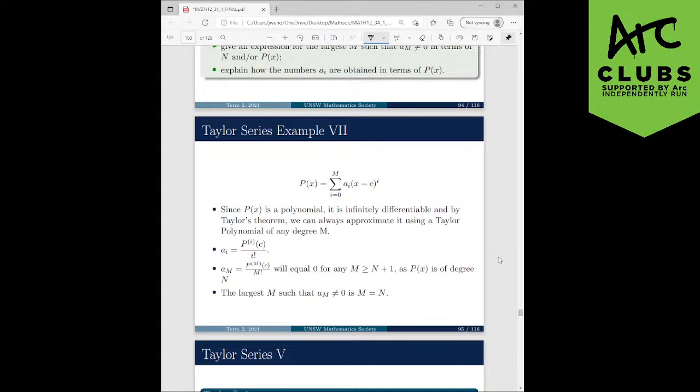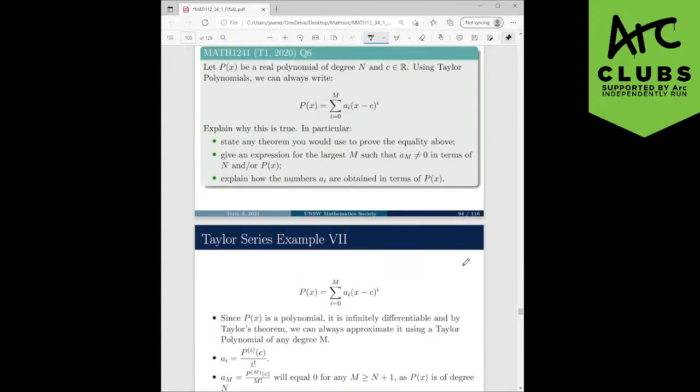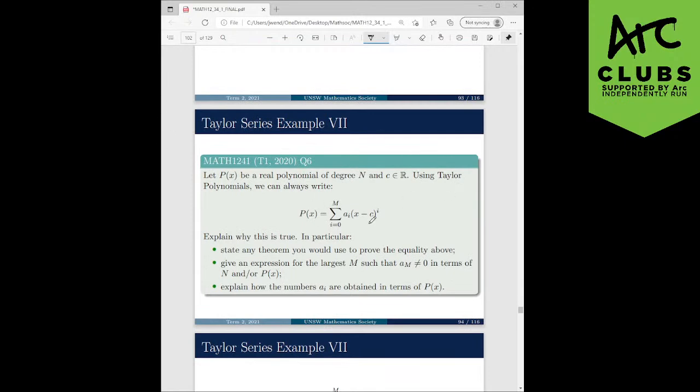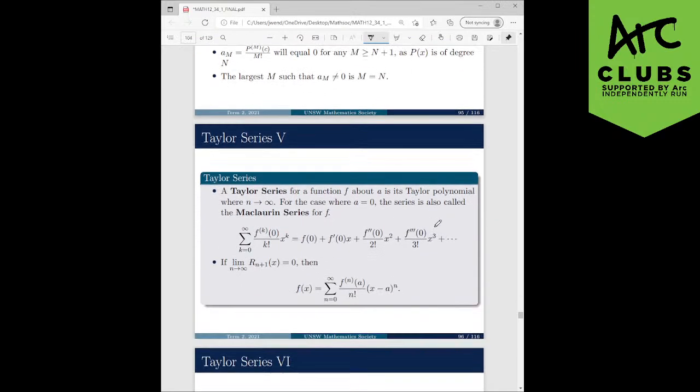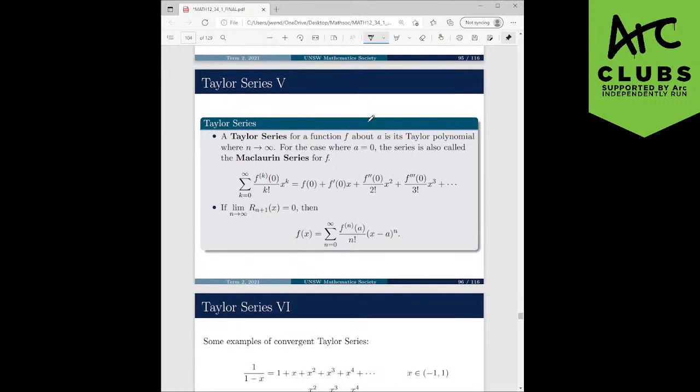Like picture x squared, the degree 2 polynomial. By the time you reach the third derivative, it's already 0, and it's just going to keep being 0 the more you differentiate it. So this mth derivative of p of x is just going to be 0 as soon as m is bigger than or equal to n plus 1. So the biggest m such that your am isn't 0 will happen when m is equal to n, because any higher than that is just 0. And yeah, there's that question. Haha, take that, question 6. So yeah, let the Taylor's theorem definition sink in, and everything will hopefully be okay.